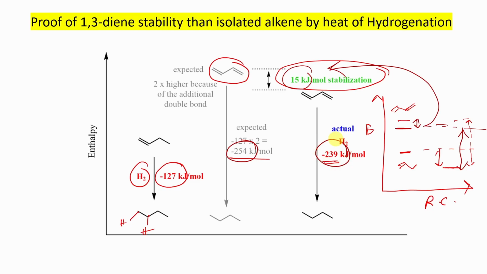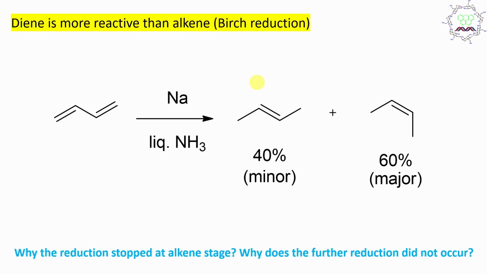So this is the proof that butadiene is actually more stable than isolated alkene. If you take an isolated alkene, just as an example, then your expected energy should be closer to 254 kilojoule per mole, because this is an sp3 hybridized carbon. In these two double bonds there is no resonance, but in the case of 1,3-butadiene, or a 1,3-diene, there is resonance. That is responsible for such stabilization.